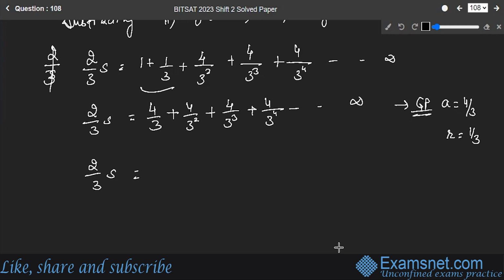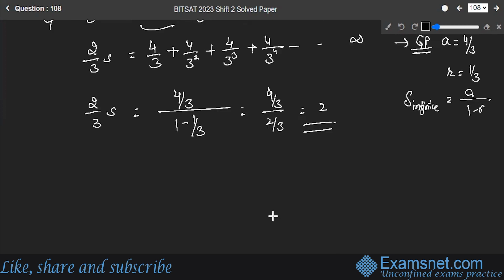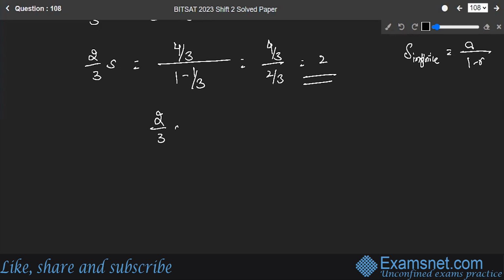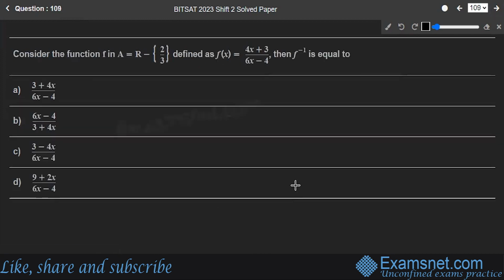The sum of the infinite GP series is given by a upon 1 minus r. Here a is equal to 4 by 3. So this is 4 by 3 divided by 2 by 3, and the answer is 2. So 2 by 3 S is equal to 2, that means you have S is equal to 3. So that makes option A the right answer. Hope you got that. Next is question number 109.